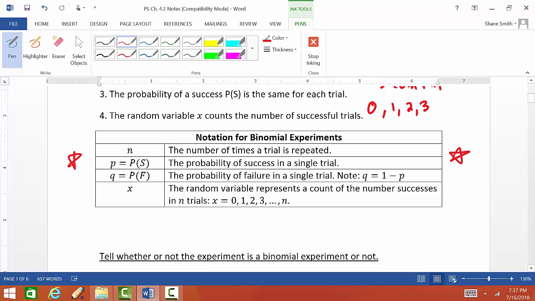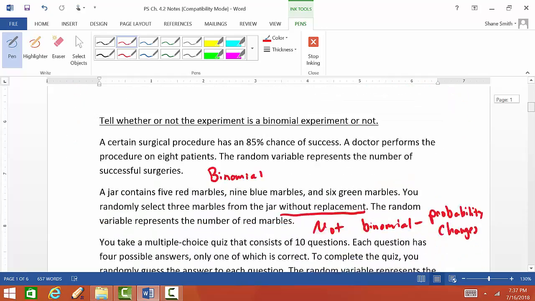Or should familiarize yourselves with now. So n, instead of sample size, is the number of times a trial is repeated. P is the probability of success. Q is the probability of failure. And x is the number of successes that we have. Remember, that's our random variable.